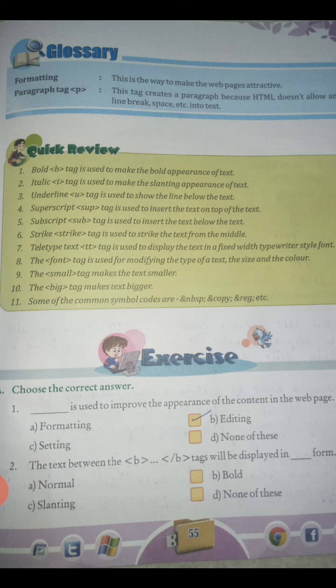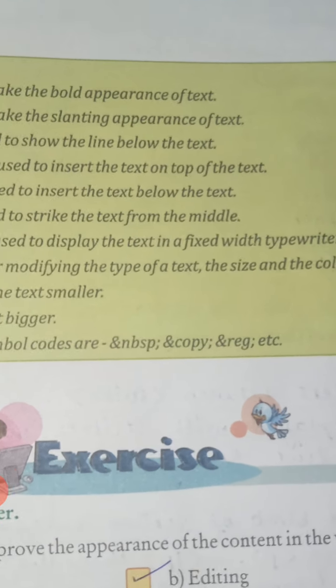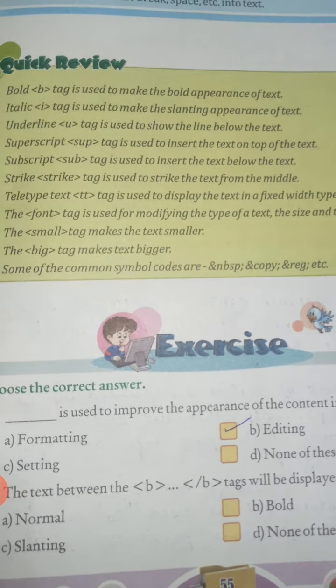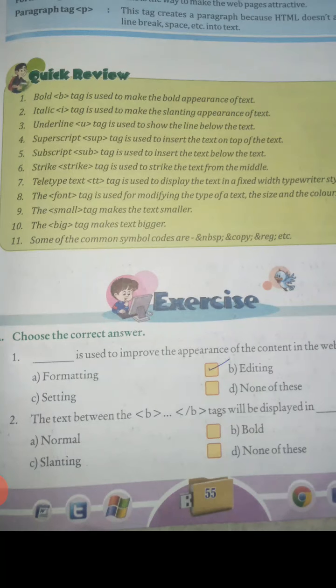Some of the common symbol codes: this symbol is known as ampersand. Ampersand, NBSP for giving space, and you have to put a semicolon also. This is also a part of the code. Ampersand NBSP semicolon, ampersand COPY semicolon, ampersand REG semicolon, etc. These are the common codes that we usually use.